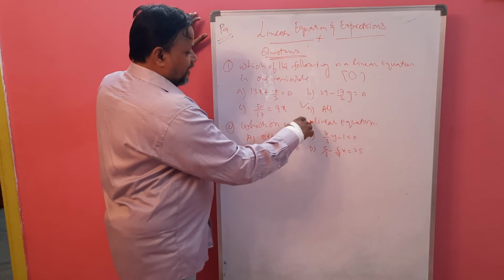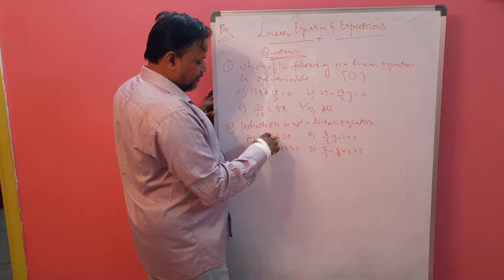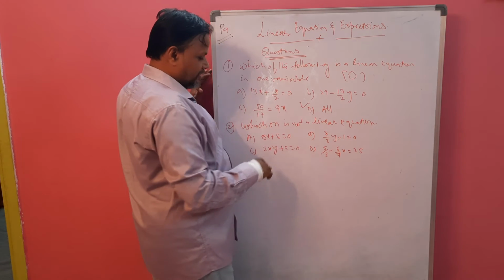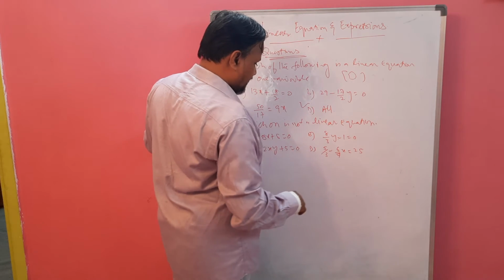Which one is not a linear equation? Here 8x plus 5 equal to 0 is a linear equation. Here 8 by 3 y minus 1, again it is a linear equation.